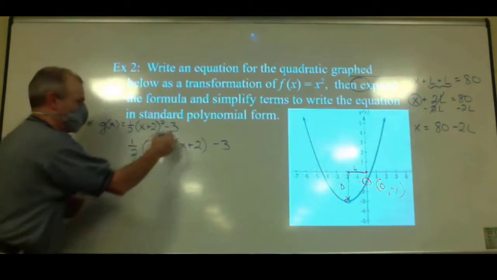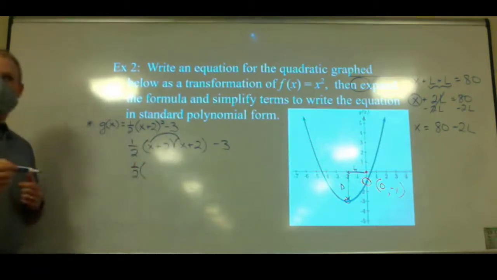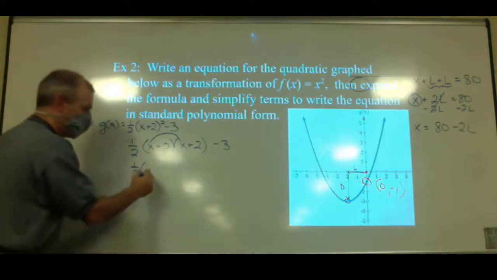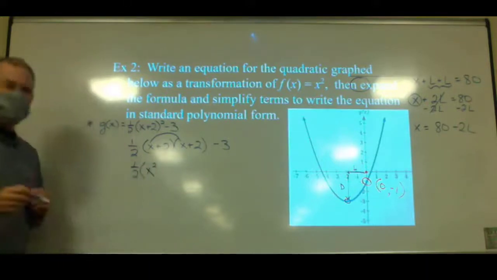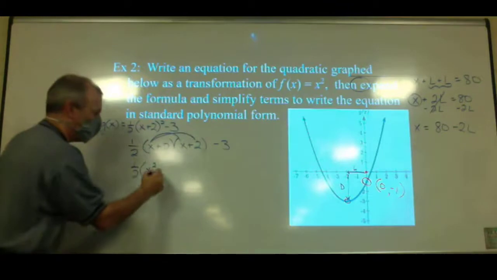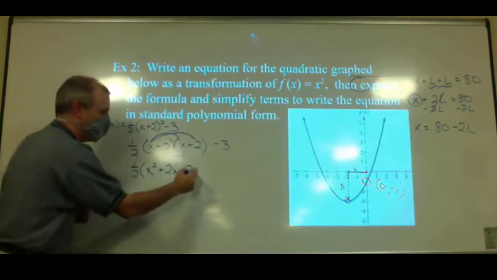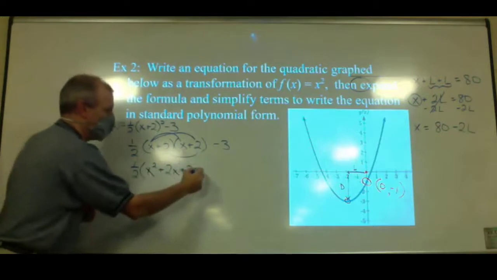So x times x, when you multiply them together, you get x squared. Then x times 2 is just 2x. 2 times x is 2x again. And 2 times 2 is 4.